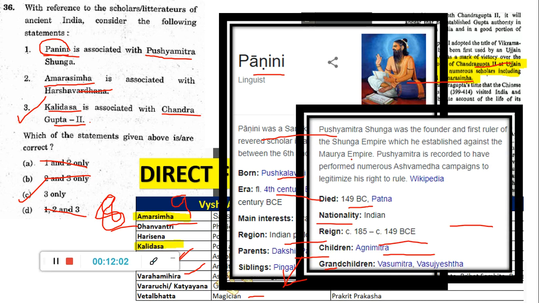So this basic thing, please study. About Pushyamitra Sunga, a question already came, because if you see, his son is Agnimitra. Malavikagnimitra is a book about which a 2017 UPSC question came. So each year they are taking one person. Next year maybe the question will come about Vasumitra.